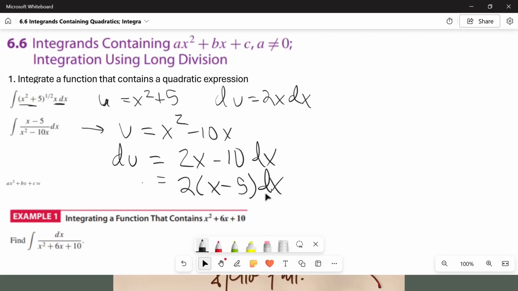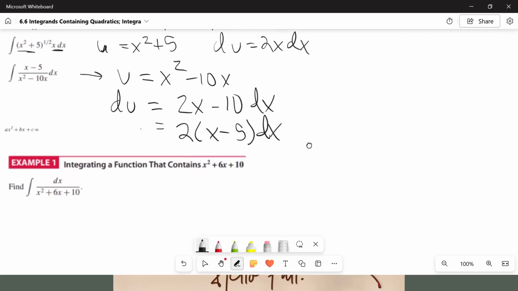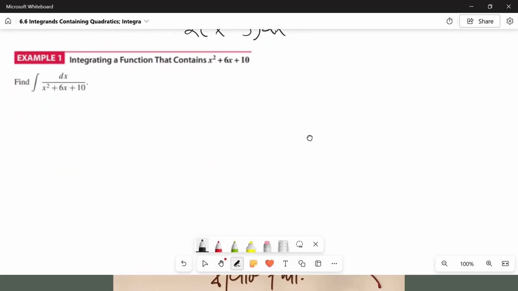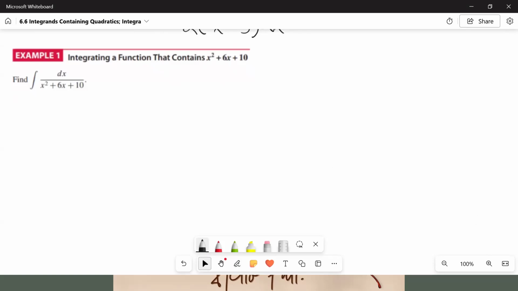But for integrals containing quadratic expressions, you want to always first check to see if substitution can be used. But sometimes it doesn't work, and I'm going to show you some methods here. One of them is a method called completing the square. So if we look at this example, integrals that have the form ax squared plus bx plus c, where a is not equal to 0, of course, and b and c are real numbers, you can complete the square like this.